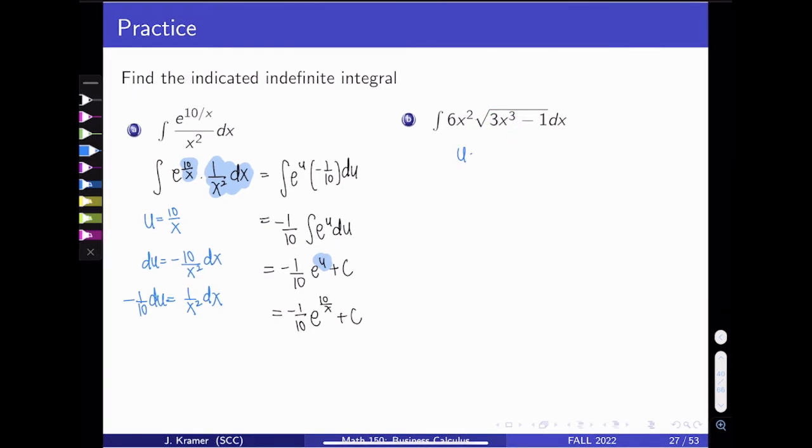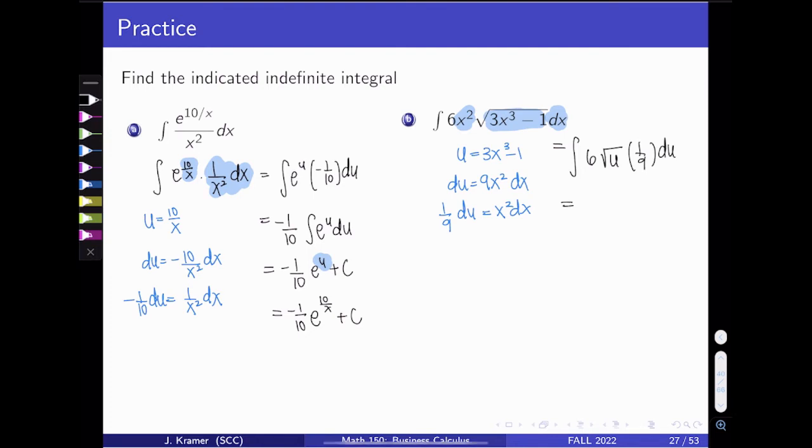So we'll let u equal 3x cubed minus 1 so that du equals 9x squared dx. Notice that we don't have a factor of 9 in our original. It's a 6, so I'll divide both sides by the 9. So we have 1/9 du equals x squared dx. So we'll be substituting for 3x cubed minus 1, x squared, and dx. Our new integral will be 6 times the square root of u times 1/9 du.